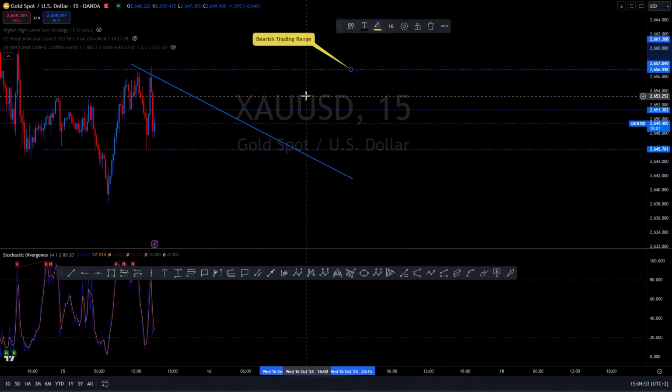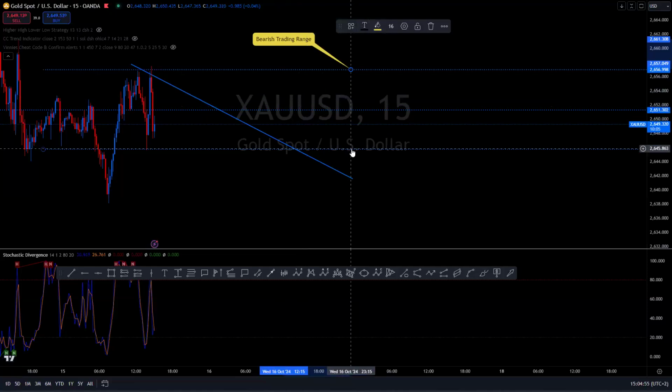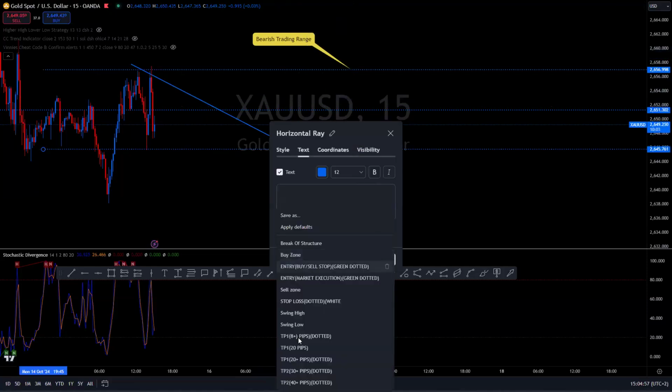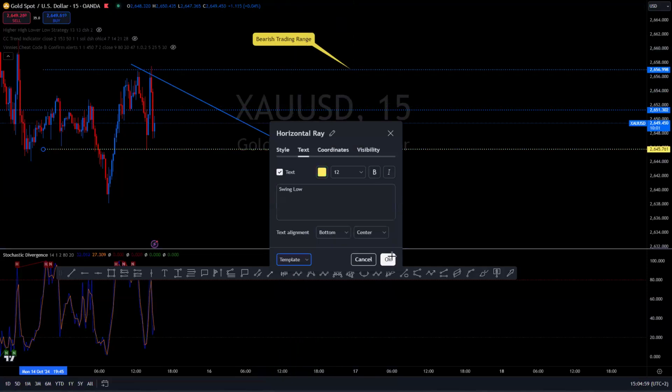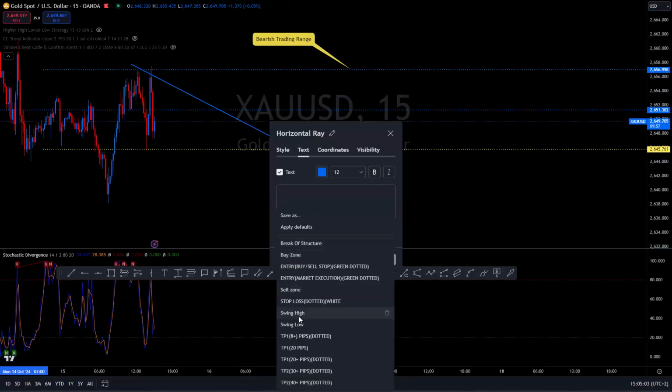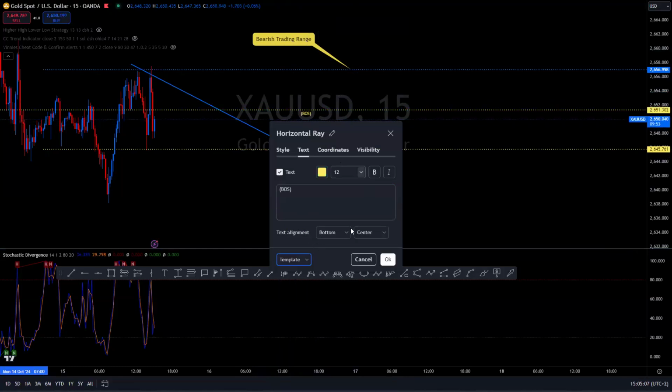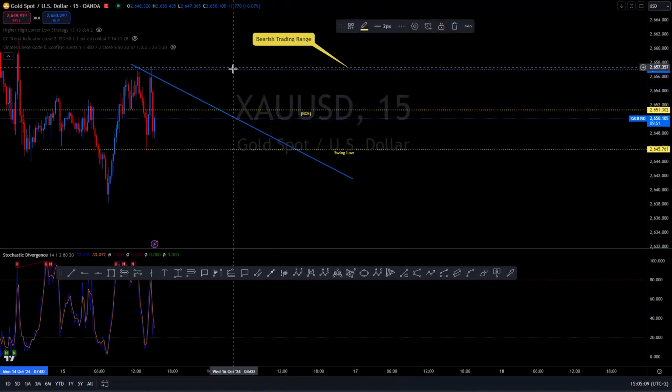And then what we're going to do is label our trading ranges. So we saw swing low, our swing break of structure here, and then this is our swing high.